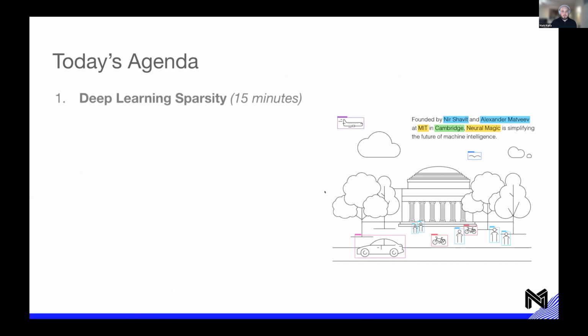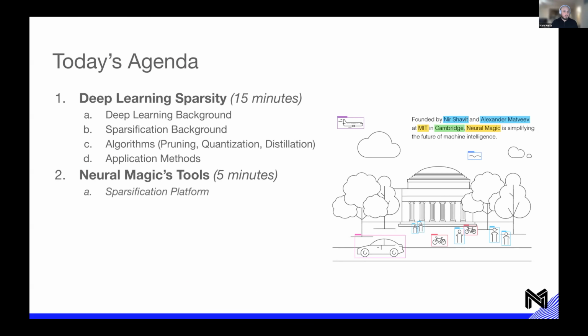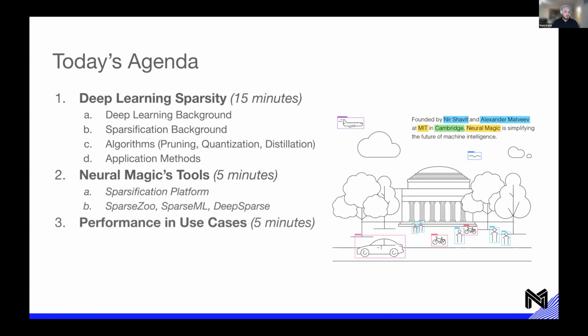So going through today's agenda, we'll start off with deep learning sparsity. We'll spend quite a bit of time there: deep learning background, sparsification background, what is sparsity and what are we doing with it, and what's the purpose. We'll go through some algorithms for sparsification, some methods to apply them, and the tools we have available at Neural Magic to make that easier and fit into whatever you might be doing for a project, including our sparsification platform, Sparsify, SparseML, and DeepSparse. I'll go through those a bit later.